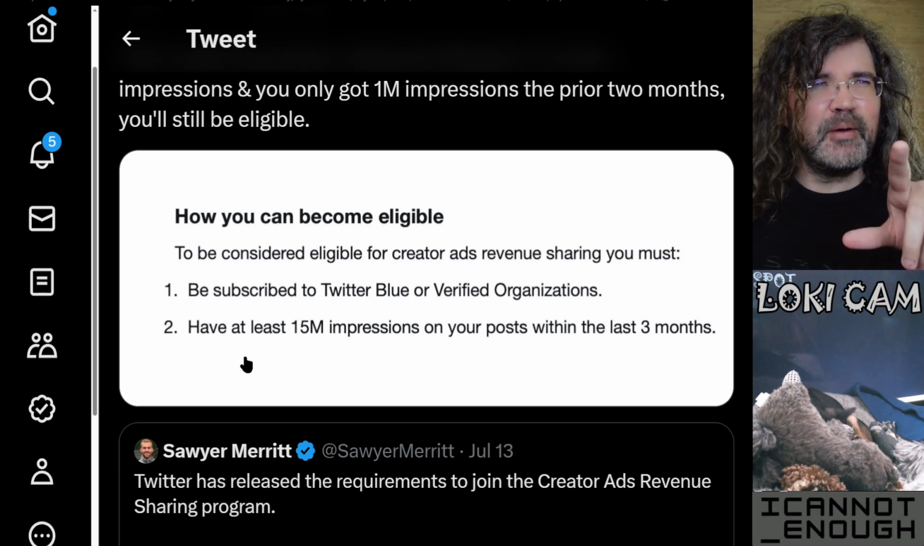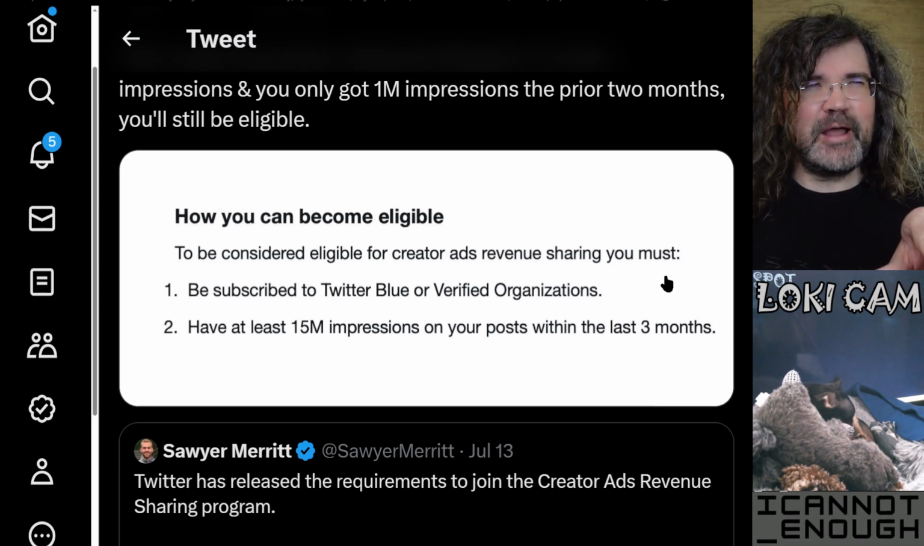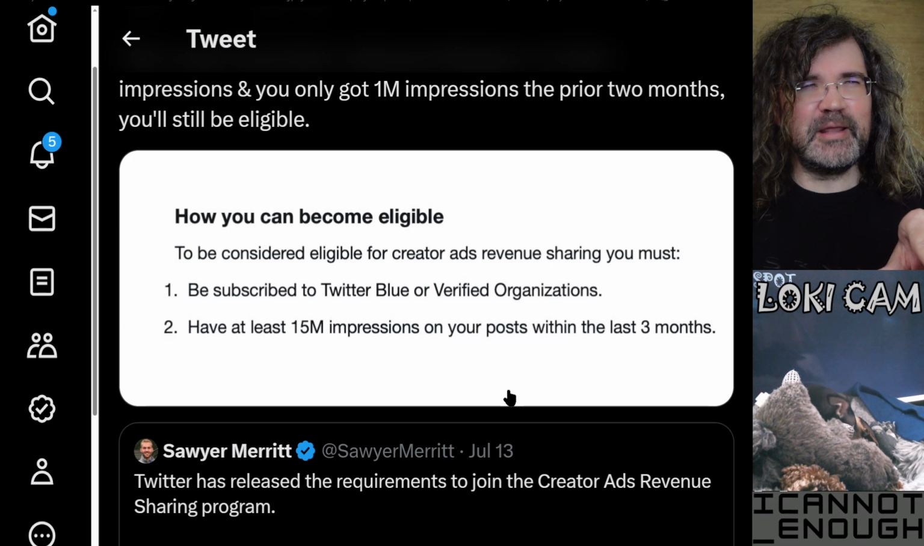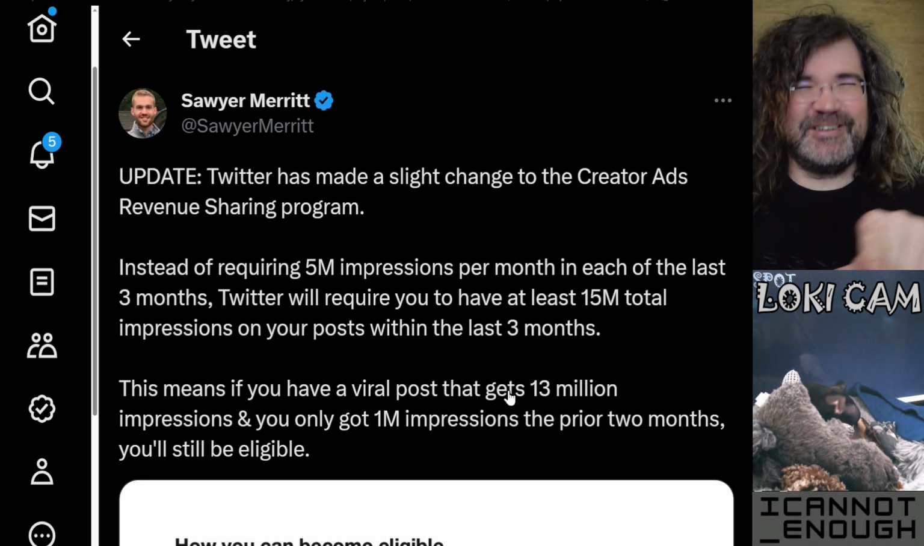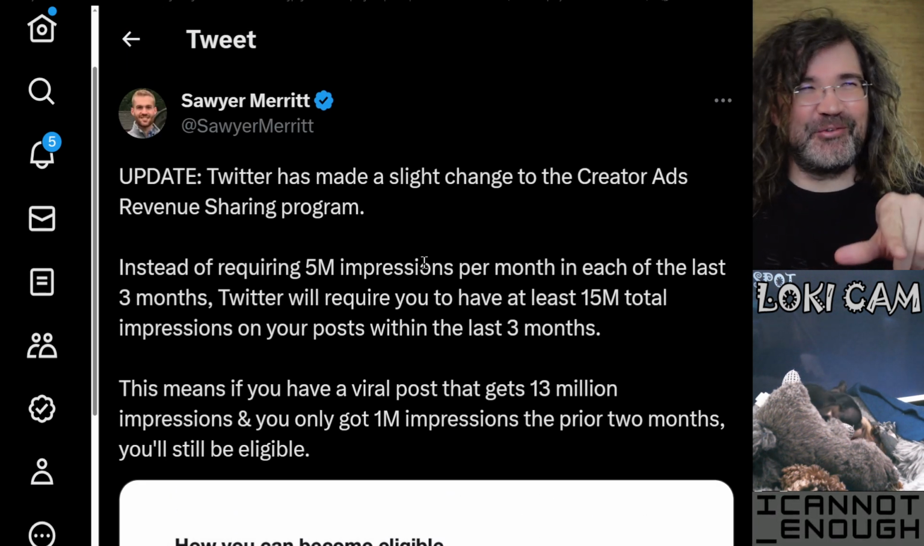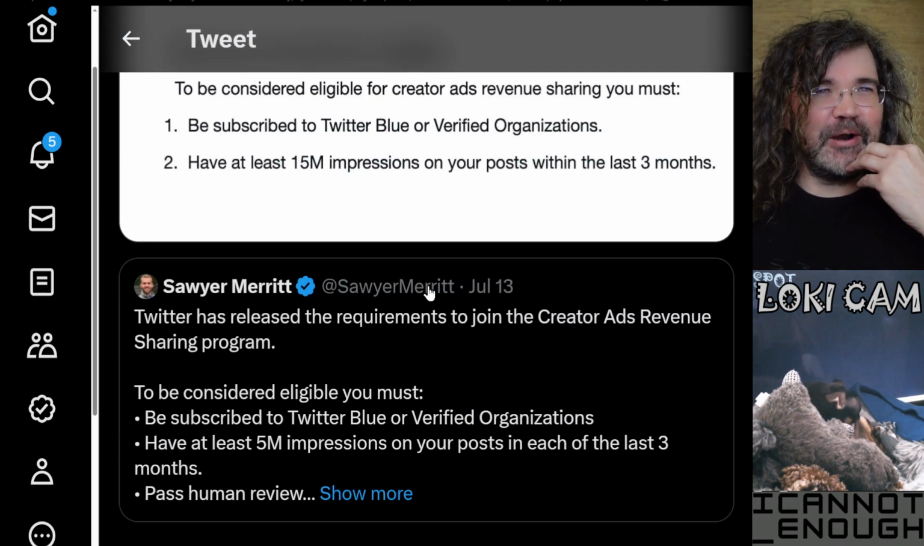He did lift my screen capture. I had just tweeted this same thing, but he wrote a better tweet than I did, which is why I'm showing you Sawyer's tweet. Thanks, Sawyer.